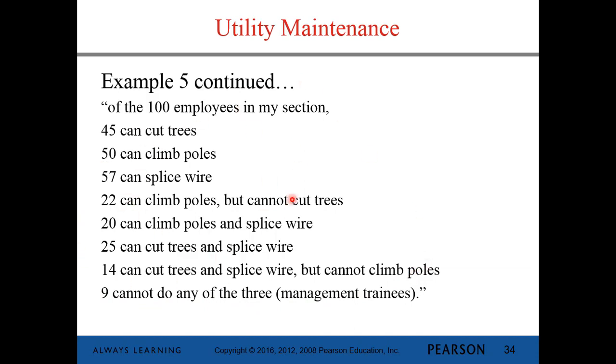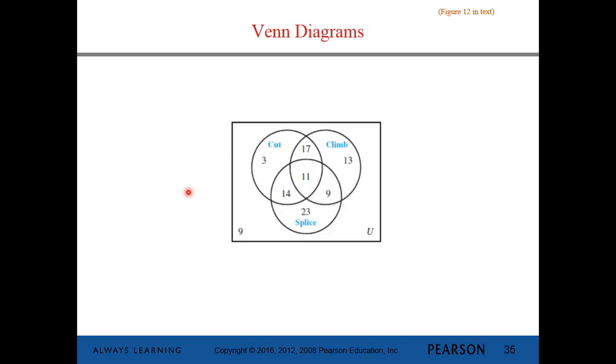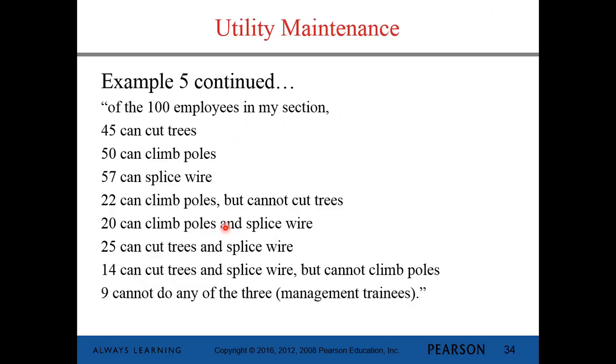So we're going to use this information. We have cut trees, climb poles, and splice wire, so those are going to be our 3 circles. What you're going to do is use this information to fill out the Venn diagram. Again, 45 cut trees, and 25 cut trees and splice wire.